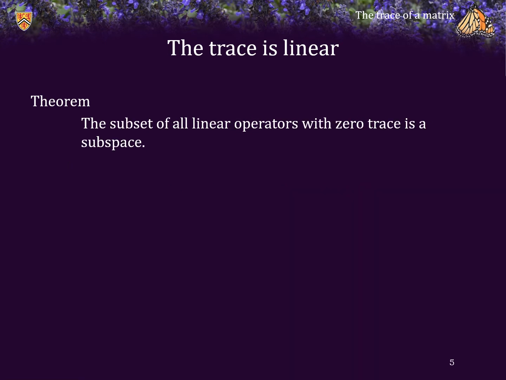alpha times the trace of A plus beta times the trace of B. Now, previously we saw that the collection of all linear maps from Rn to Rm forms a vector space. Specifically, all linear operators mapping Rn to Rn also consequently forms a vector space. Therefore, the subset of all linear operators with zero trace is a subspace of all linear operators that map Rn to Rn.